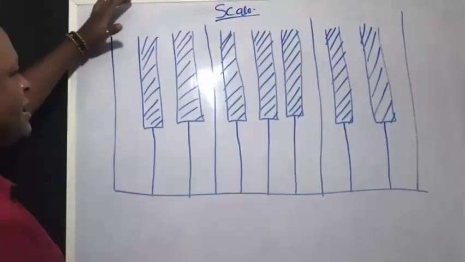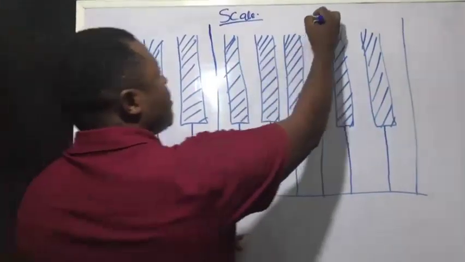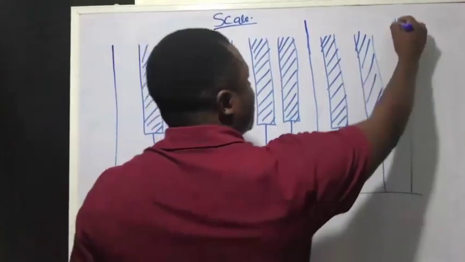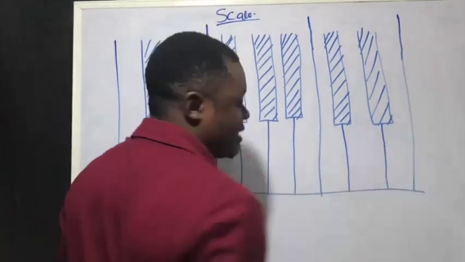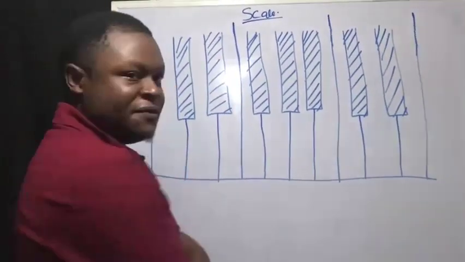Now, does this thing look like anything you've met before? Definitely, it should look like your keyboard. We all have keyboards in our churches. Some of us have it in our houses. Some of our friends have it, and it's very common.